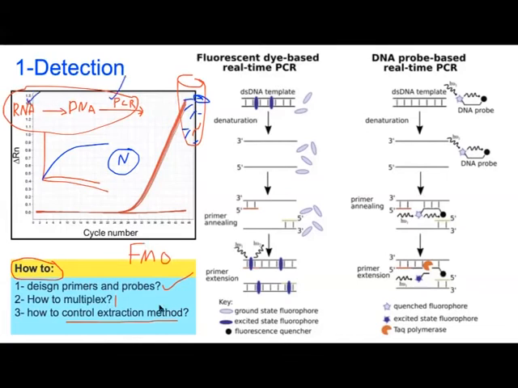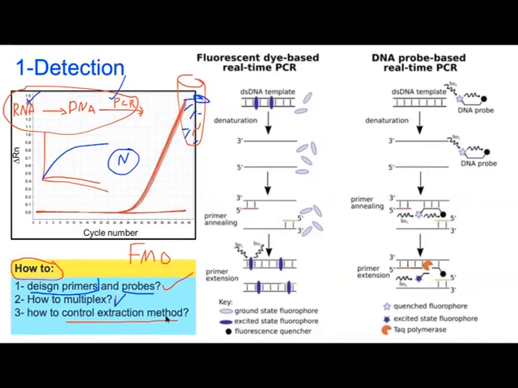So that's what we're going to discuss in this workshop. I'm going to discuss multiple things. Number one, how you specifically design good primers for different methods and how you design probes. If you are interested in running more than one target in a tube, I'm going to discuss this, multiplexing, and how you control for extraction by looking at different extraction controls.